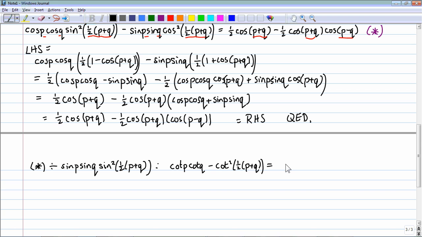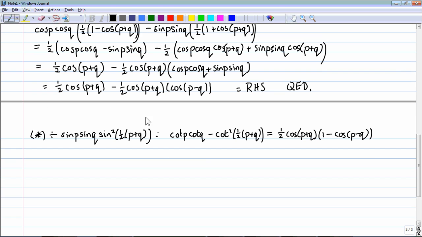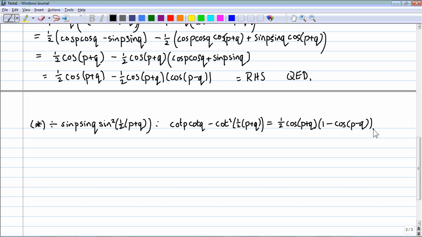And on the right hand side we get 1/2 cos p plus q factored into 1 minus cos p minus q. And all of this must be divided by, sorry, I have great difficulty with drawing straight lines horizontally. Divided by, that's better, sine p, sine q, sine squared half p plus q.